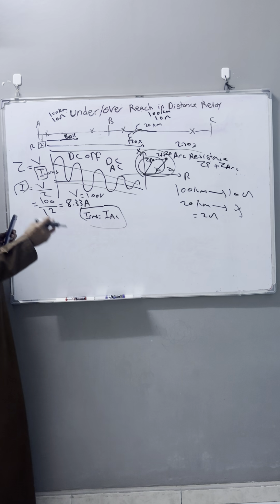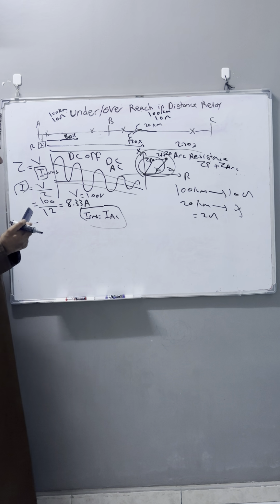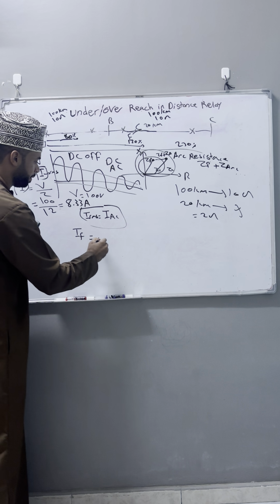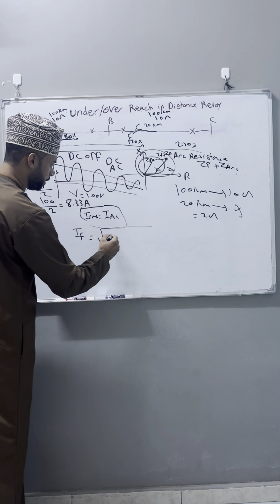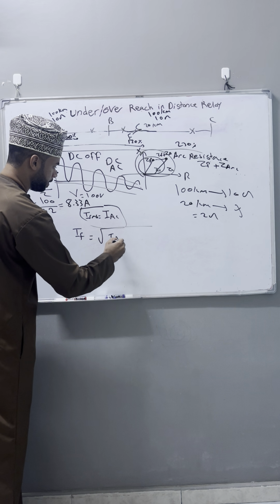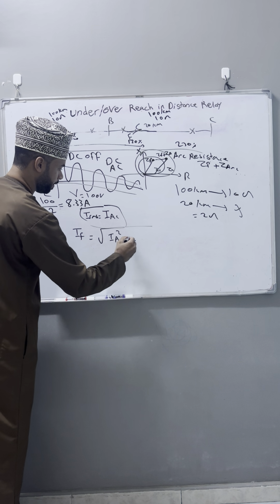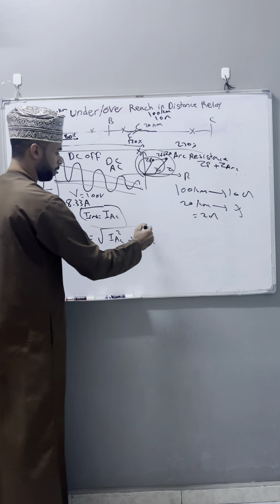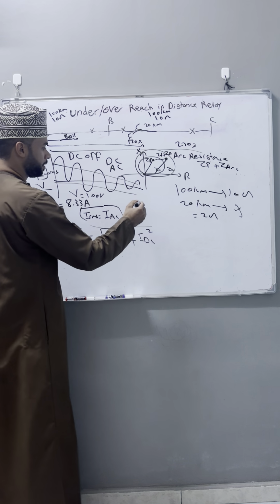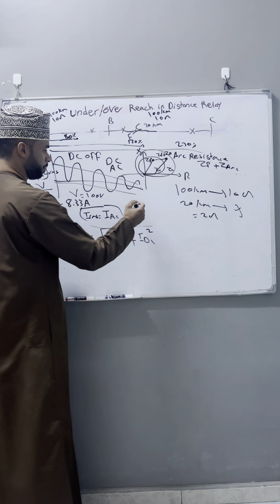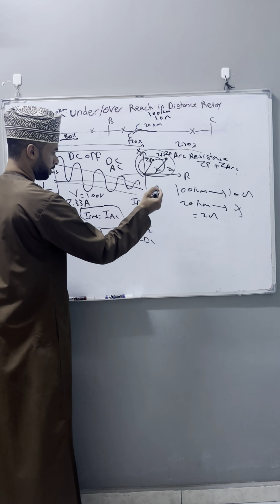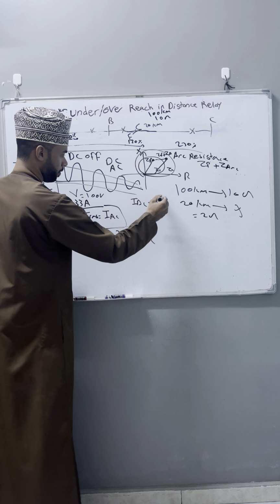Now let's calculate the fault current due to the DC component. To find that, we will say I fault will be equal to the root of IAC component squared plus IDC, meaning DC offset, squared. For example, let's say the DC component current IDC will be 6 amp. We'll take 6 amp.